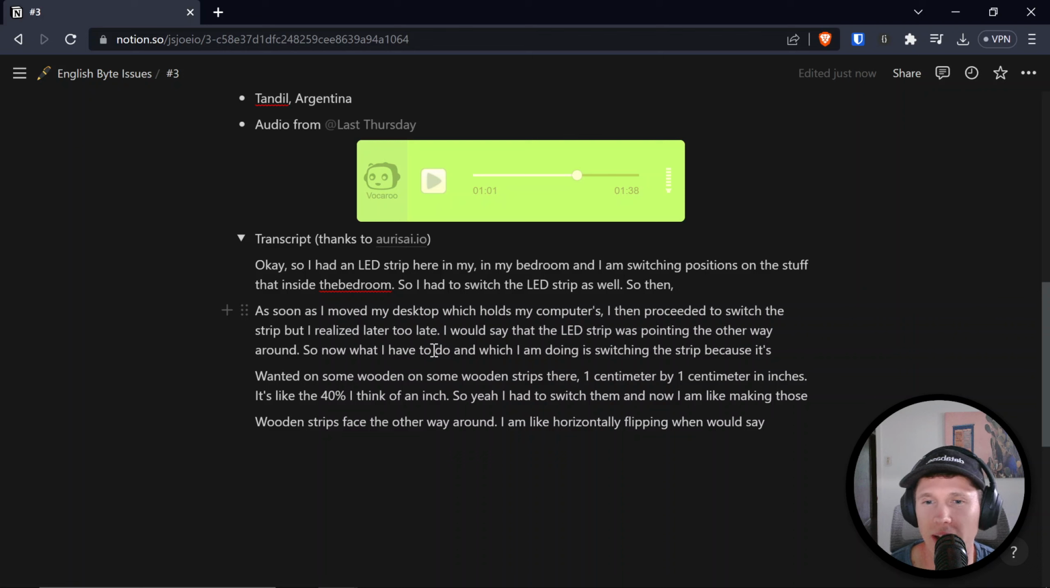Okay, so I had an LED strip here in my bedroom, and I'm switching positions on the stuff that's inside the bedroom. So I had to switch the LED strip as well. So then as soon as I moved my desktop, which holds my computers, I then proceeded to switch the strip, but I realized later too late. I would say that the LED strip was pointing the other way around. So now I have to do, and which I am doing, is switching the strip.